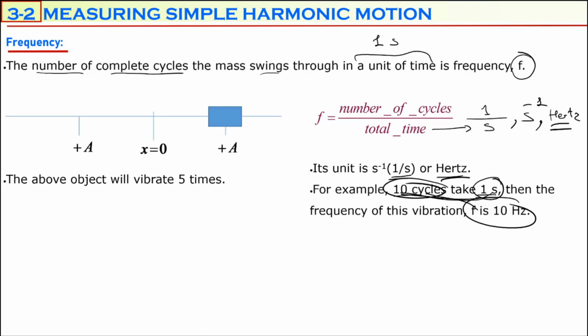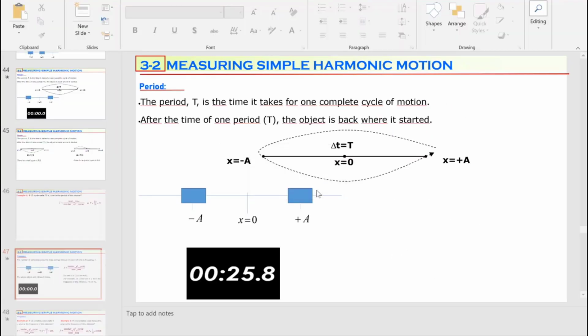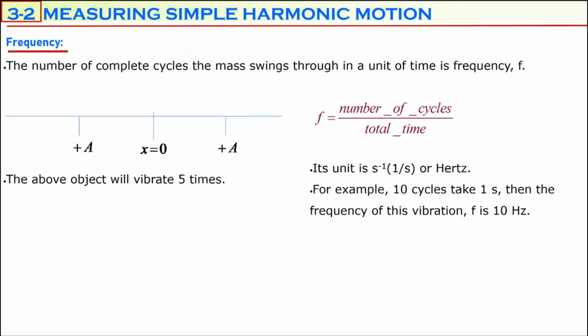Now I'm going to try to show a simulation again. The above object will vibrate 5 times. So in how many seconds it vibrates the 5 times? I want you to count it. So start 1, 2, 3, 4, and 5. 11.6. So 5 cycles take 11.6 seconds.